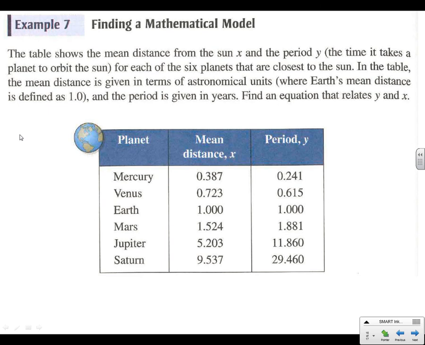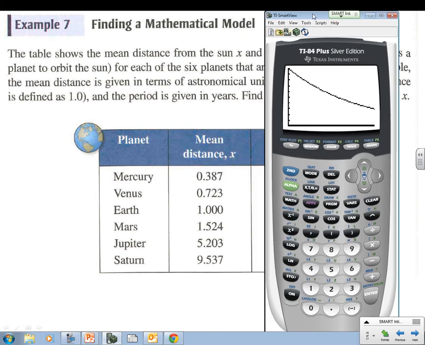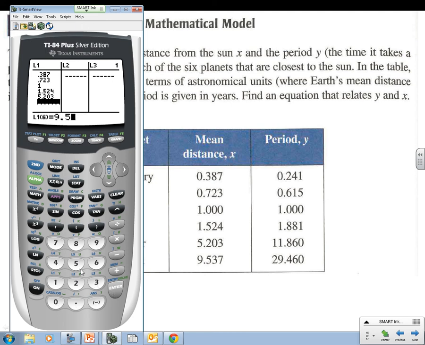All right, last problem here. We're going to create some logarithmic models. If we have a table, we're going to go to our graphing calculator and plug this in. I know some of you still have trouble using the stat feature, so I'm going to walk through this all the way. I'm going to go into stat, hit edit, get my L1 going here, and type in 0.387, and I'll just type in all of these: 0.723, 1, 1.524, 5.203, 9.537.